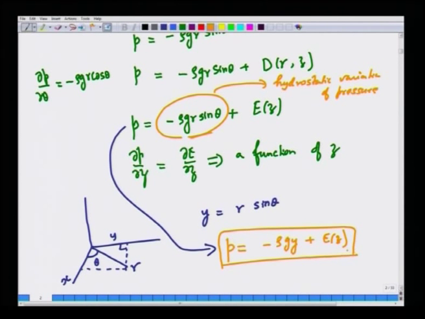This essentially means that since I have aligned the pipe in such a manner that gravity is like this and y is like this, and z is like this, x is the direction again perpendicular to gravity. So it is clear that there cannot be hydrostatic pressure variation in the x direction. It has to be only in the y direction, and that comes through from our analysis, that the pressure varies only along the y direction.